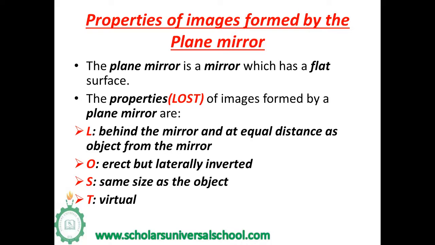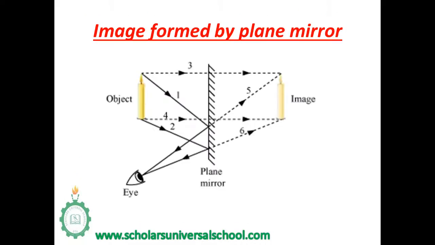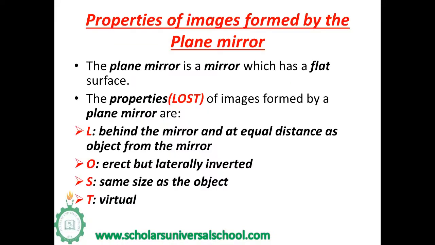Then the orientation. Remember, orientation is the way it is standing. When you view the candle, which is the object, the candle flame is at the top while the base is at the bottom. Looking at the image, exactly the same thing. The candle flame is still at the top and the base is still at the bottom. So the orientation means the image is erect, meaning it is standing exactly the same way as the object. For the size, you already know it's the same size as the object, and the type I've already explained.